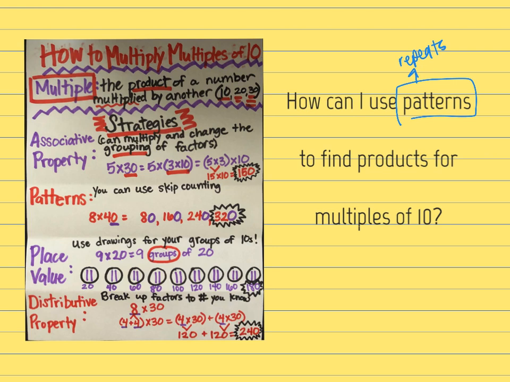So when we're talking about multiples of 10, we're going to be looking for patterns, and one of those patterns is when we skip count by tens, or we multiply by 10, we always have a 0 in the ones place. Okay, so that's a pattern that you will look for. So remember, a pattern is something that repeats.